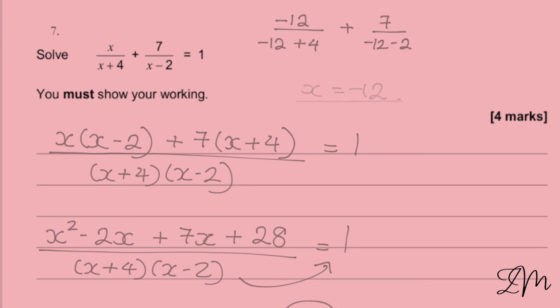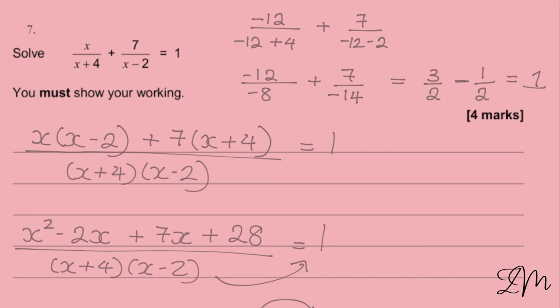So minus 12 plus 4 gives you minus 8. So you've got minus 12 over minus 8 plus 7 over minus 14. So minus 12 divided by minus 8 is going to give you 3 over 2. And you're going to be minusing a half, because 7 over 14 is a half. 1.5 minus a half gives you 1. So you know you've done it right. So always use those sorts of things and just double check your answers.